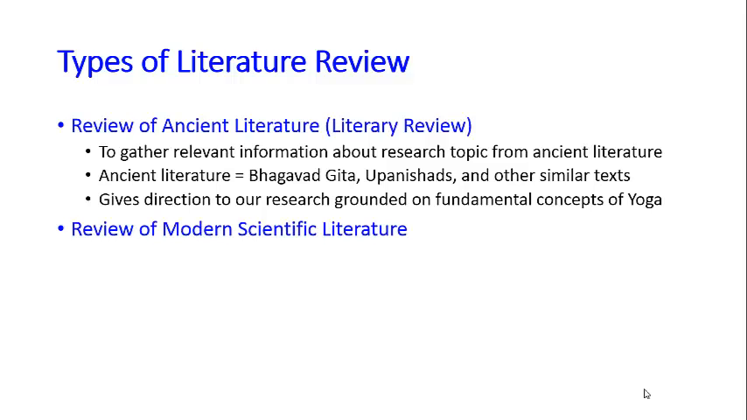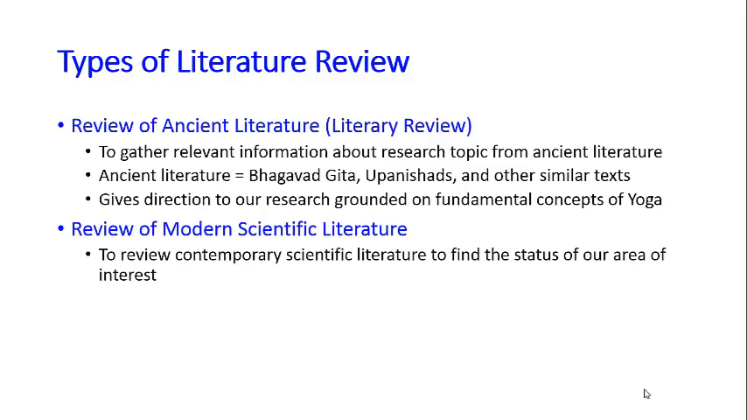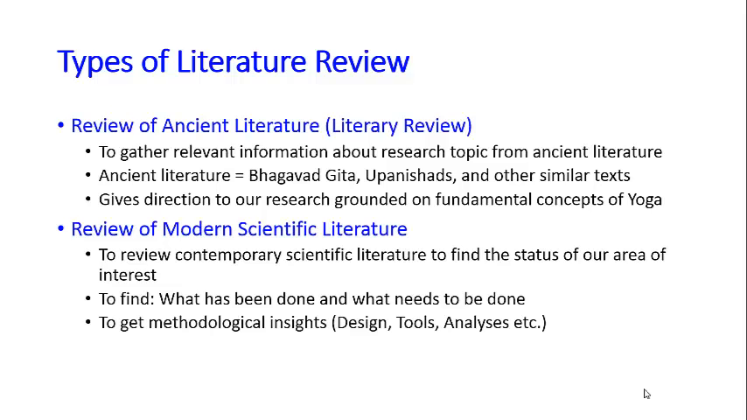The other one is review of modern scientific literature. This is to review contemporary scientific literature to find the status of our area of interest, to find out what has been done and what needs to be done. And also it is used to get methodological insights, like to know about the design which earlier experimenters have used, the various research tools which were used already, the various different kind of analysis which the researchers have done, and things like that.